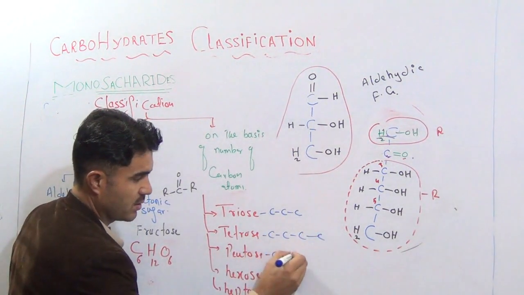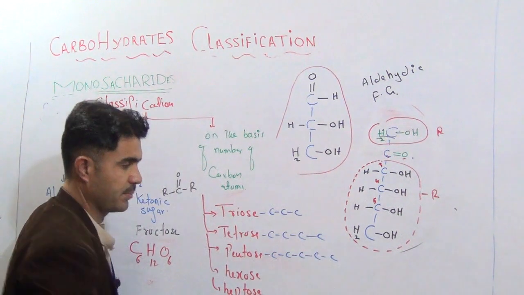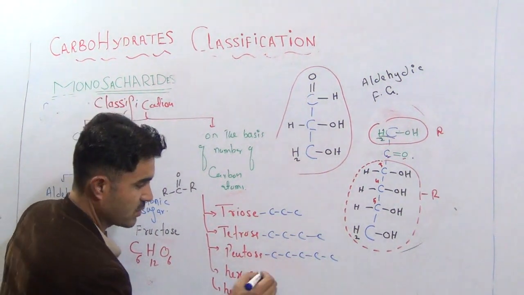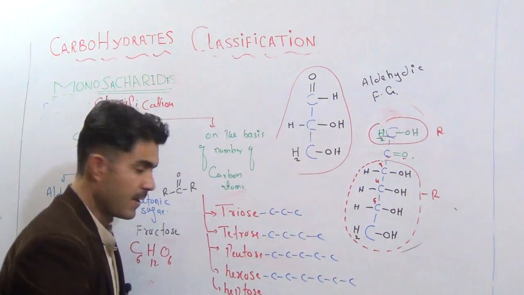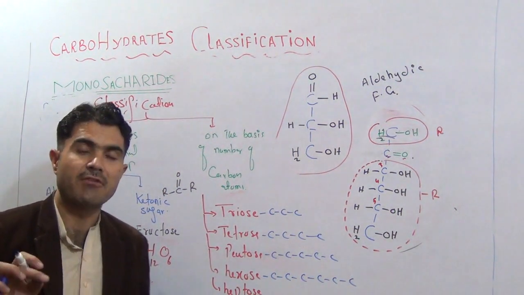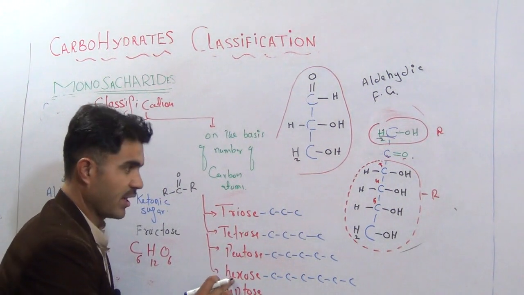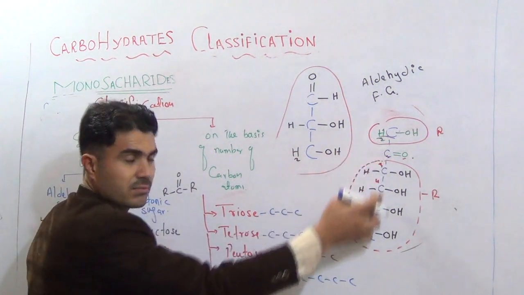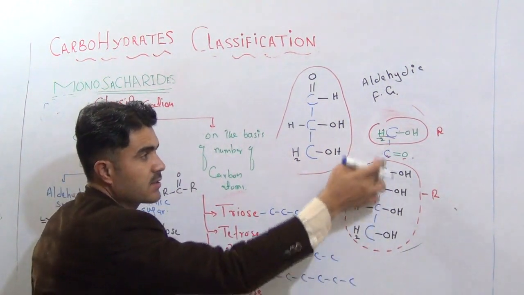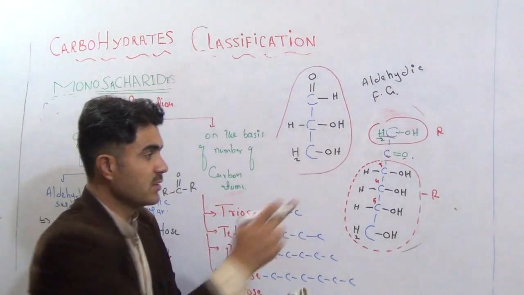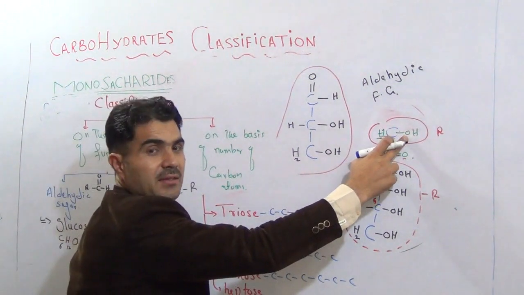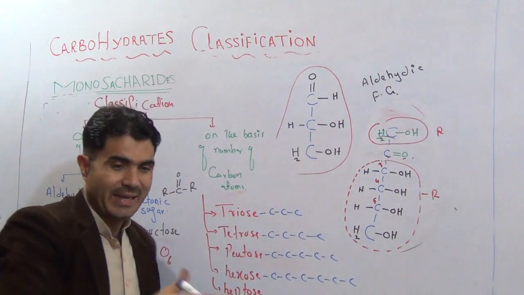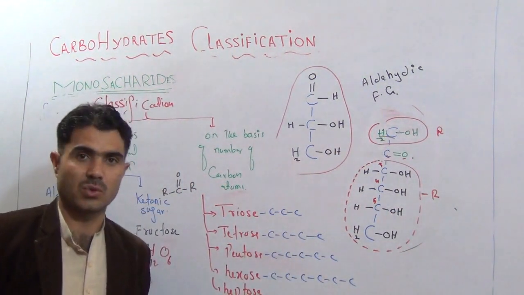Pentose contains 1 2 3 4 5. Pentose, 5 carbon. Hexose, 1 2 3 4 5 6. Luckily, we have already discussed the structure of the hexose. This is a hexose. There are 6 carbon. So dear students, this structure, on one side it is a ketonic sugar, and on another side it is a hexose.